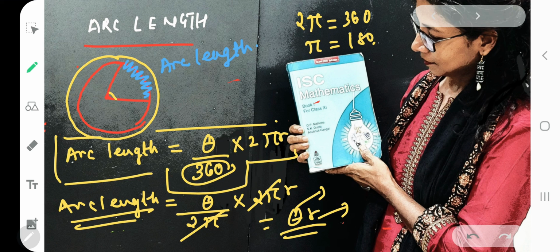So these are the formulas for arc length and sector area. Hope you have understood the formulas. In my next video, you will get through all the tough problems.